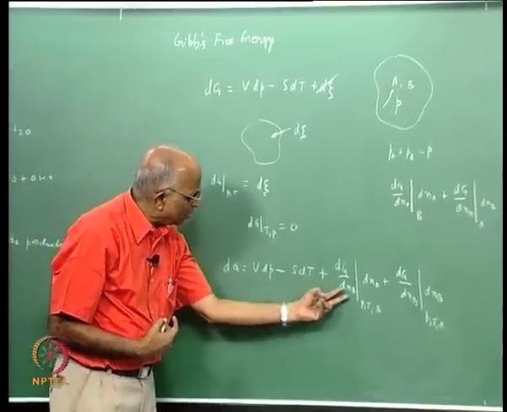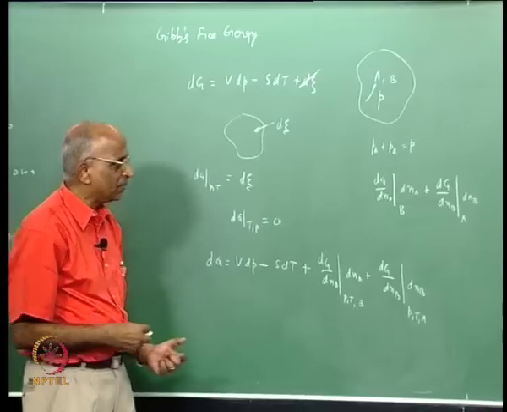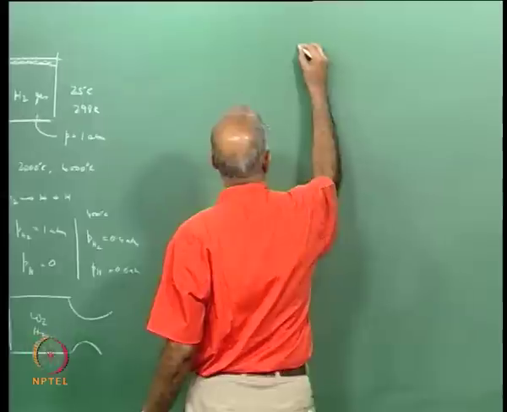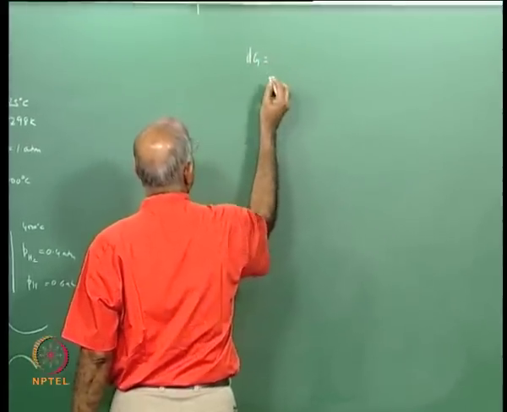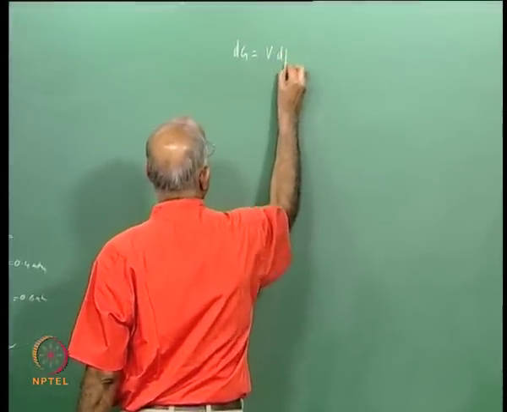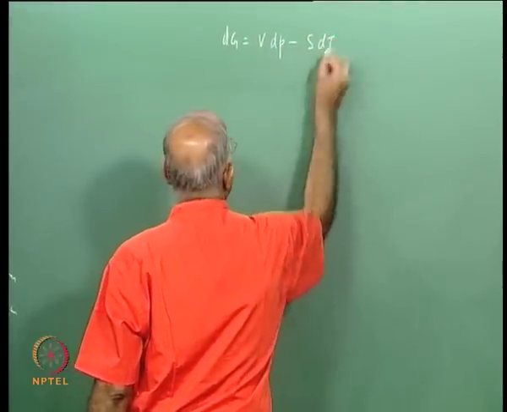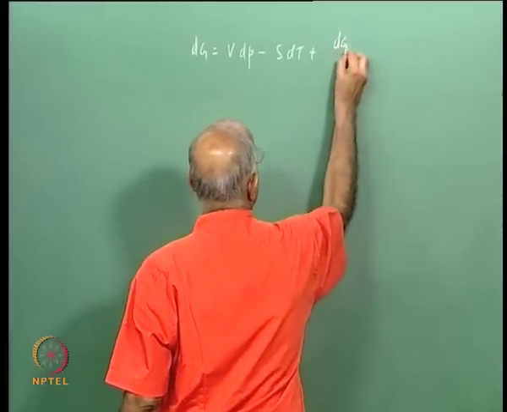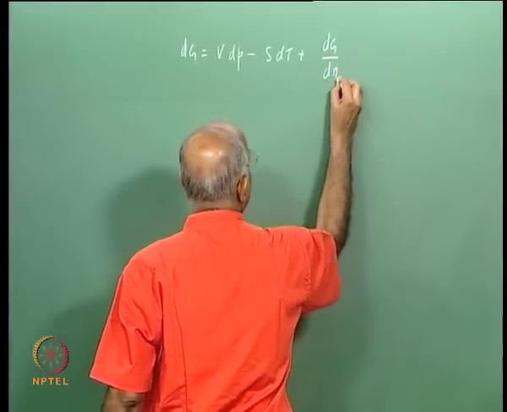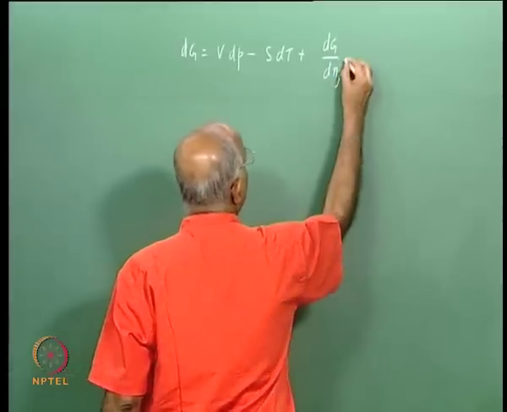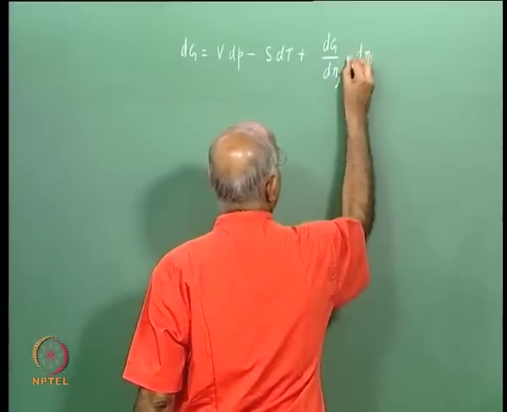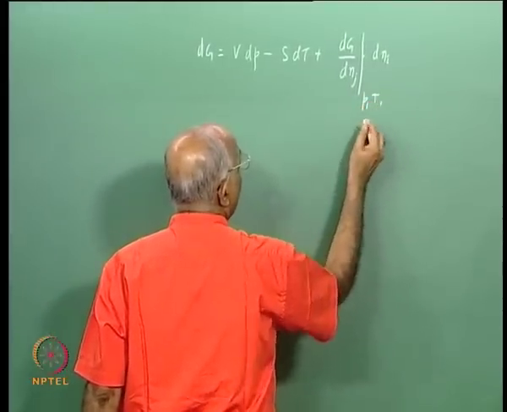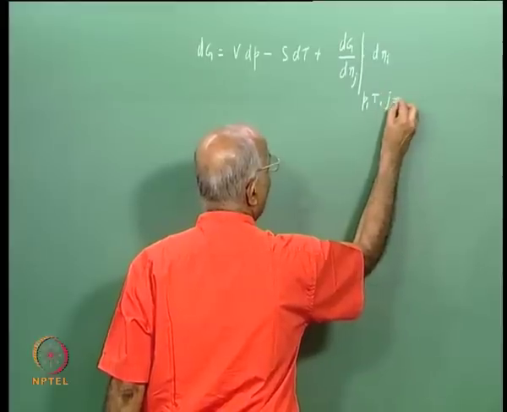Now I keep on adding, supposing I say I have n components of the gas, then the equation becomes a little more clumsy, but mind you it is still the same. You say dG is equal to VdP minus SdT plus, let us put it in a general form, dG by dNj into dNi. Let us say what is it we are going to maintain constant? We are going to keep P constant, T constant, and we are going to make sure that j is not equal to i.